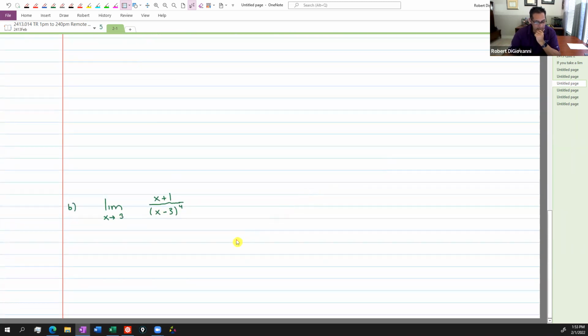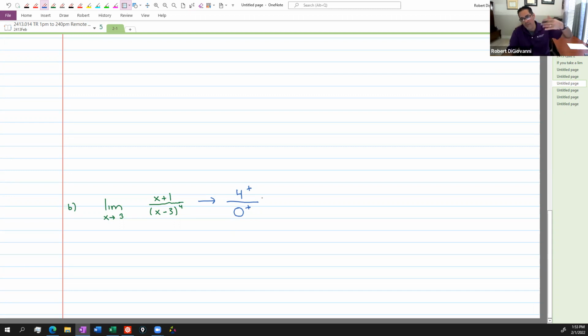Okay, this one right here is basically the same story. I'll move through this one quickly. So on this one, we let x go to 3, the top heads to 4, the bottom heads to 0. Now, I already know 4 is a positive number. Watch this, I'm not even gonna write fixed anymore. I'm just gonna put a little plus here because I know it's a positive number. And on the bottom, I know it's headed to 0, but the fourth power tells me it's positive also.